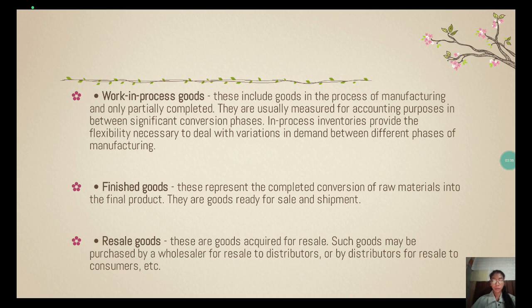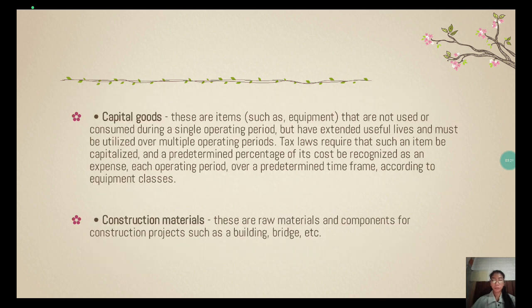Finished goods are goods that have completed the manufacturing process but have not yet been sold or distributed to the end user. Resale goods are the products that a business either produces or buys in bulk to sell for the purpose of making a profit. Capital goods are goods that are used in producing other goods rather than being bought by consumers.